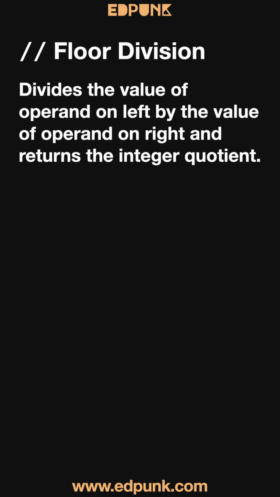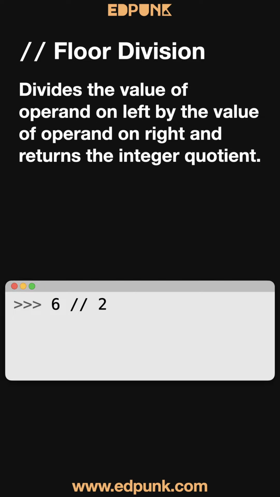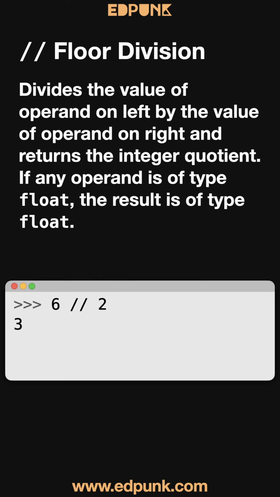Moving on to the next operator. The floor division operator divides the value of operand on the left by the value of operand on the right and returns the largest whole number which is less than or equal to the real number quotient. For example, when 6 is floor divided by 2, it returns 3. In case any operand is of floating type, the result is a floating point number with fractional part as 0. For example, when 5 is floor divided by 2.0, it returns 2.0.